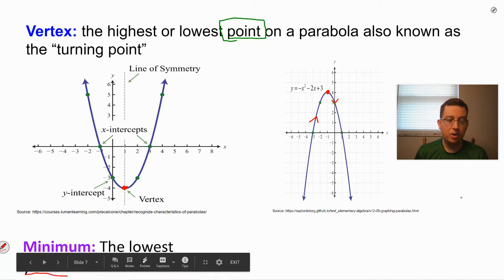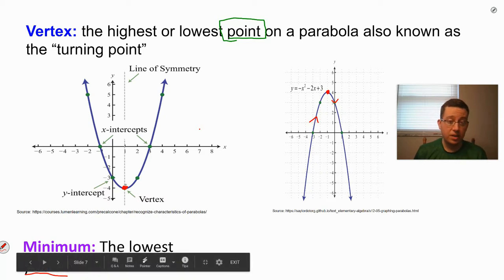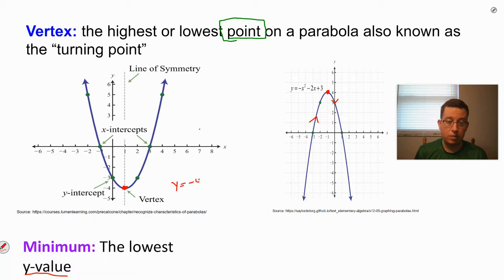Let's get that bar to move. It is the lowest y value on the graph. It is not a point. It is just the y value. You've talked about this in class before. So if I was looking at this one, my minimum here would be y equals -4. It is a value, not a point.